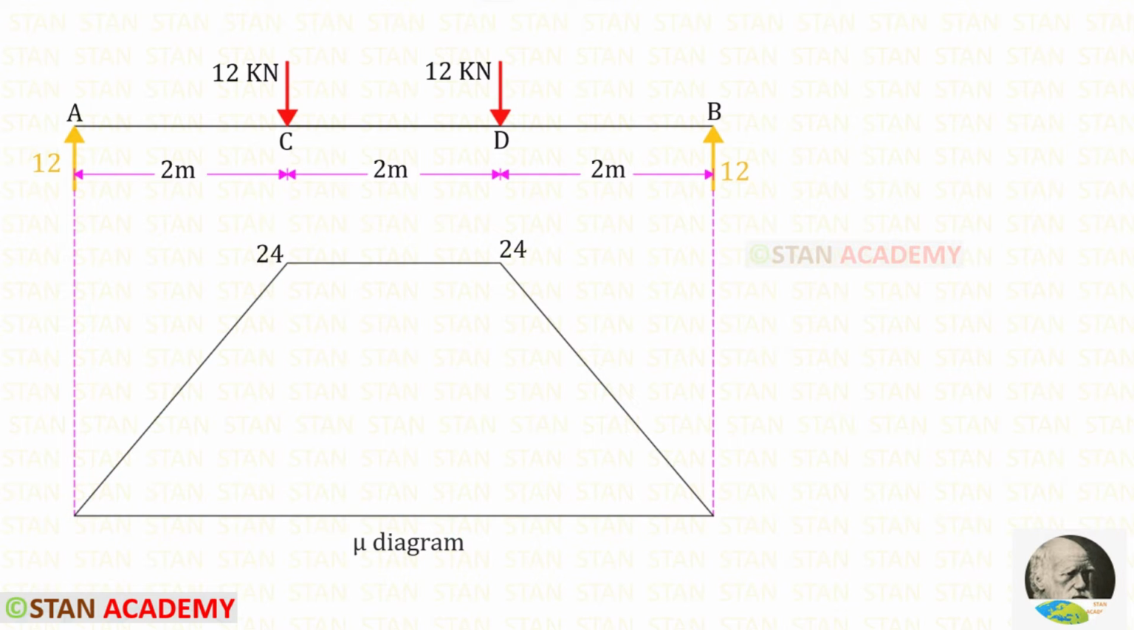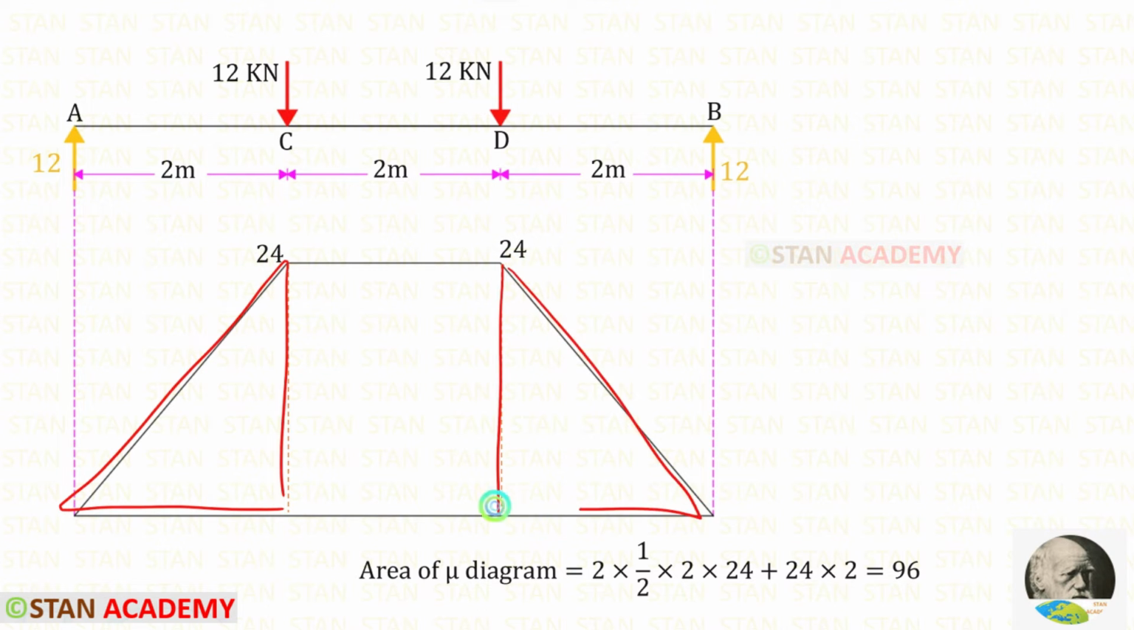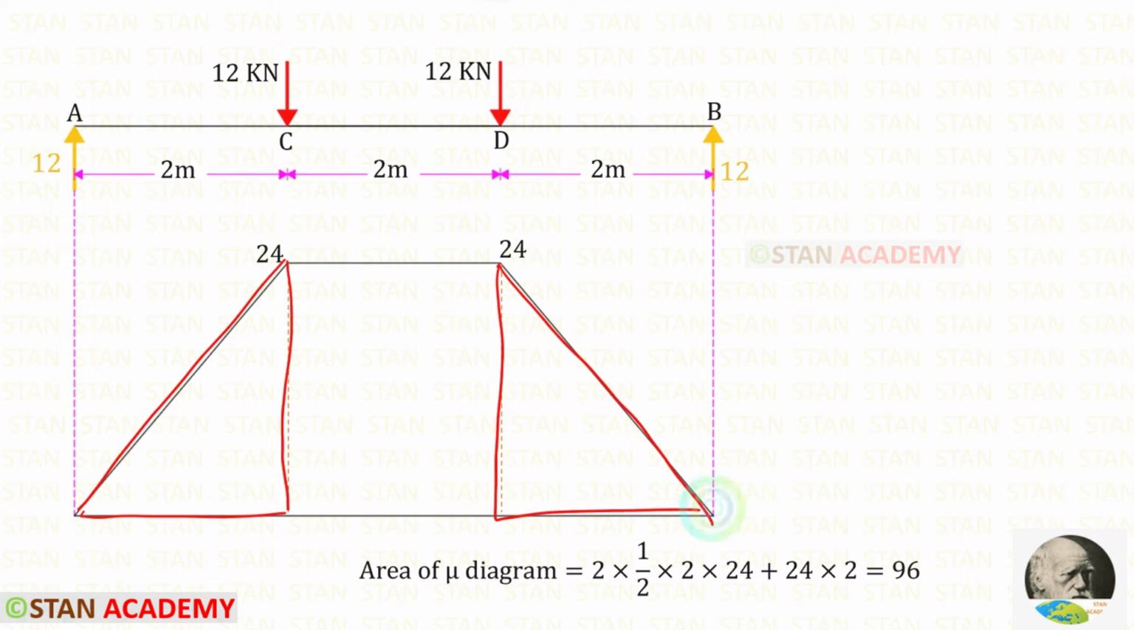Now let us find the area of mu diagram. I have split the mu diagram into 3 parts. We have 2 equal triangles and we have a rectangle. Let us find the area of these 2 triangles. We know that both of them are equal, so we can find any one of the area and then multiply with 2. We know the area formula of a triangle, half into BH. Here the breadth is 2 and the height is 24.